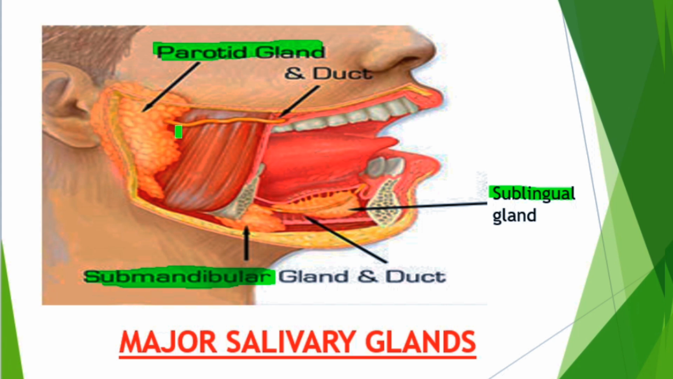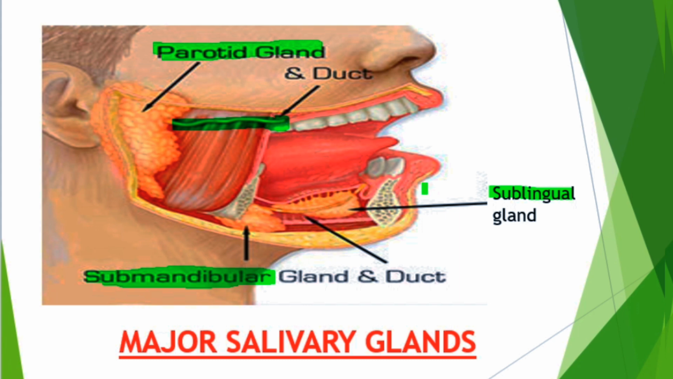This is actually their duct. So basically they are exocrine glands. It means that these glands have a specialized duct through which their secretion moves to their specific destination or target. So this is basically the parotid gland.